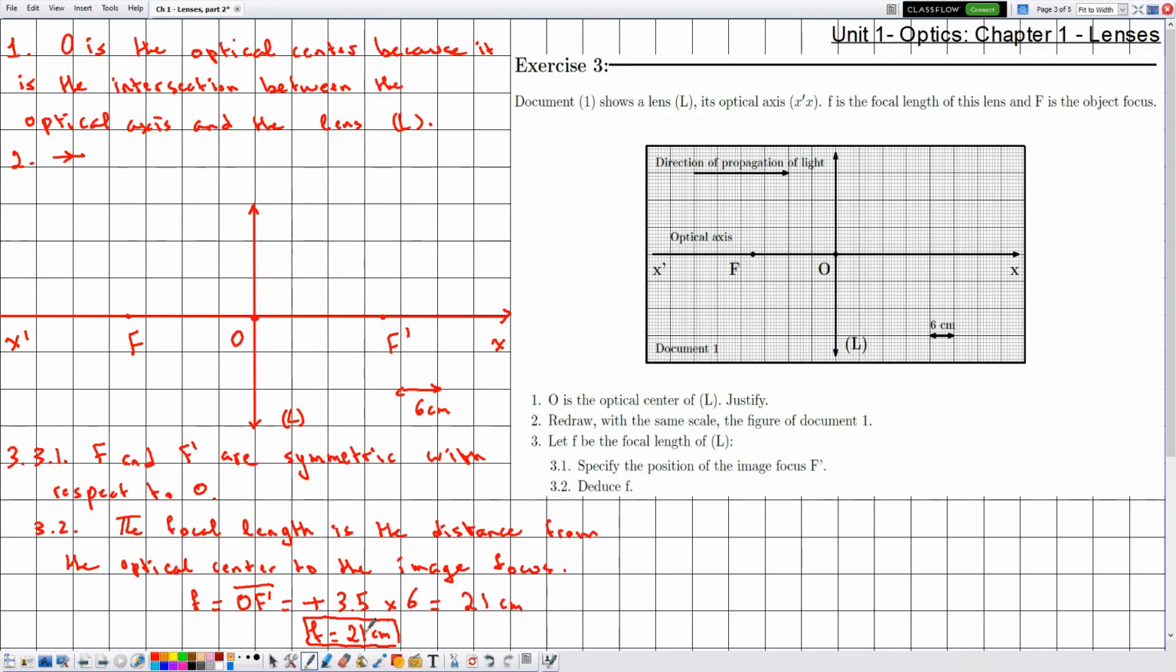So notice that the focal length in this case is positive, and from the symbol of the lens we know that the used lens is a converging lens, so the focal length is positive, which verifies that the used lens L is a converging lens, because we know that for a converging lens the focal length is always positive. So this is it for exercise number 3.